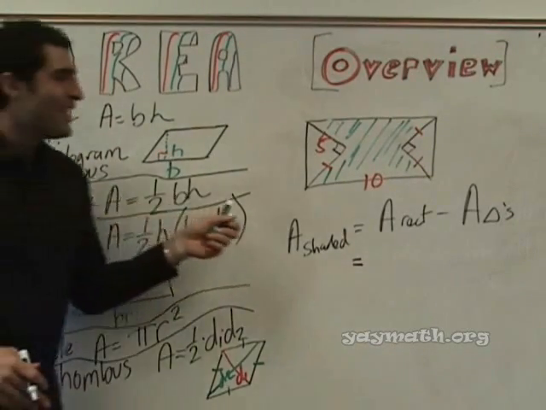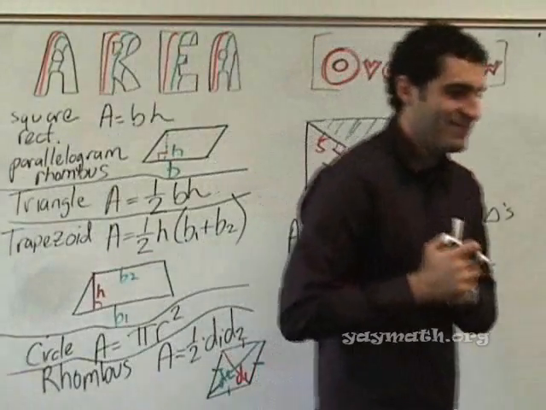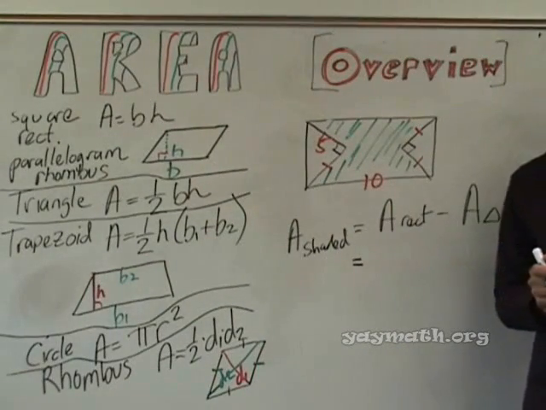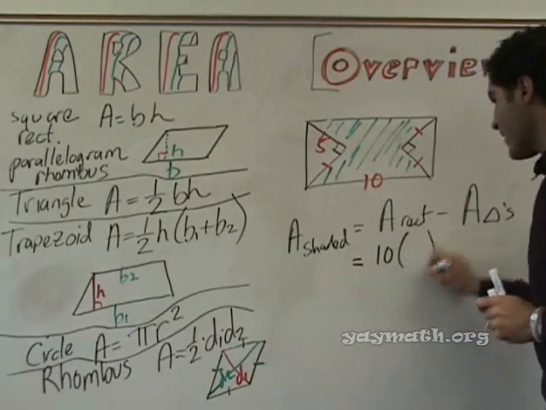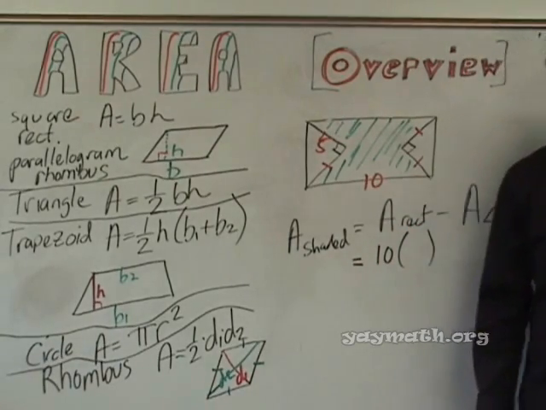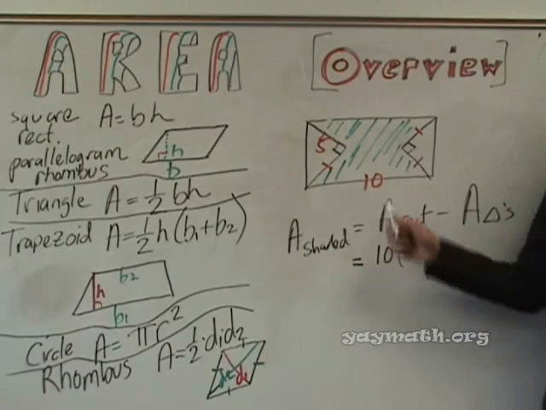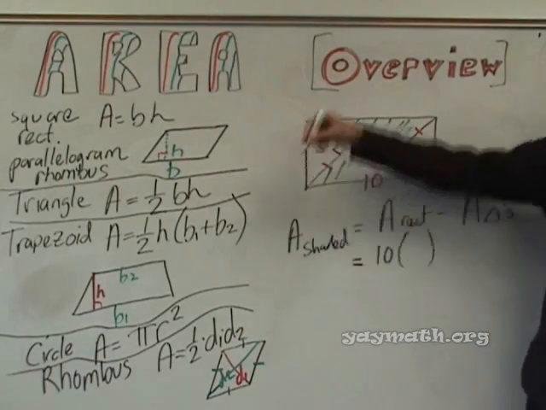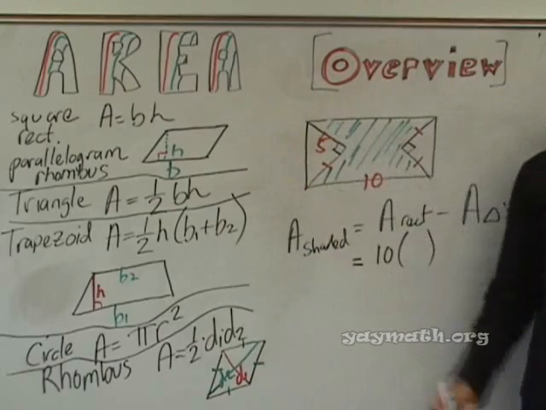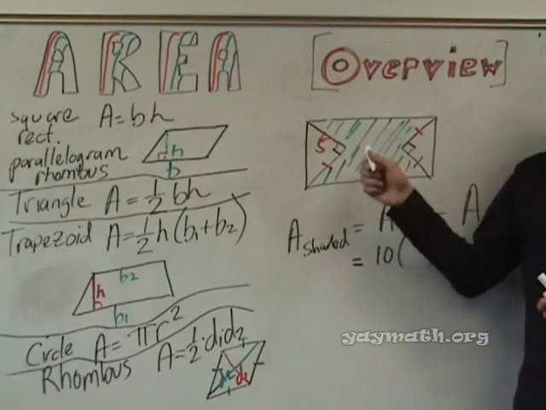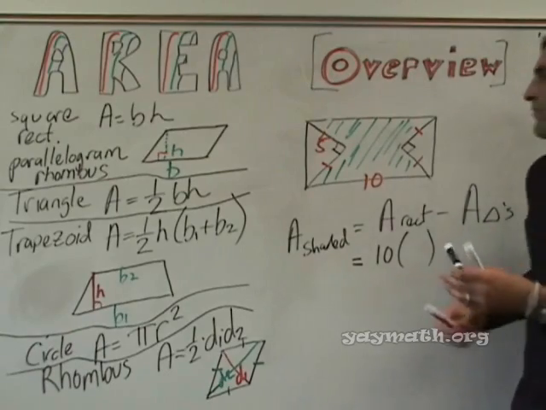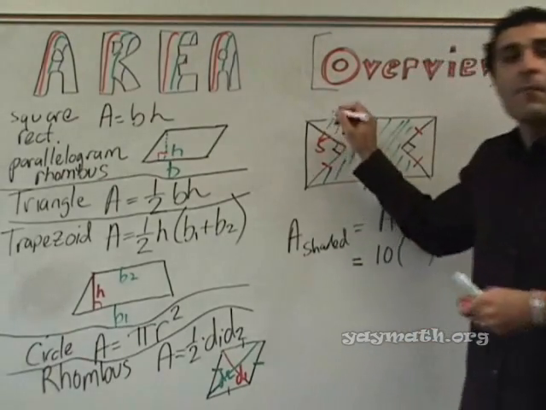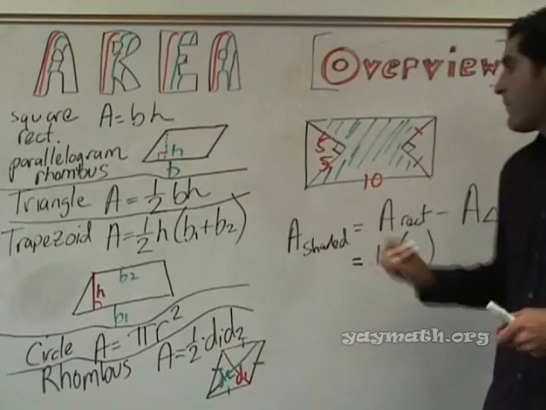What is the base? 10. What is the height of the rectangle? 5 is the leg of the triangle. What would this leg be? 5. Why? Because they're marked as the same.